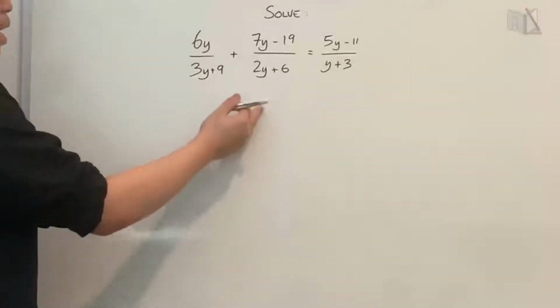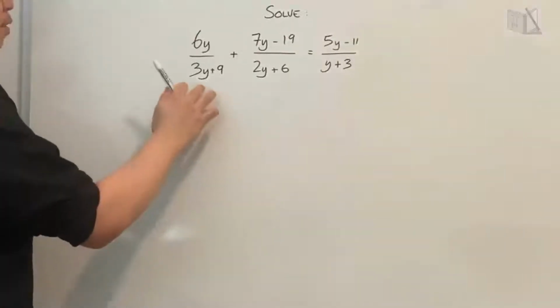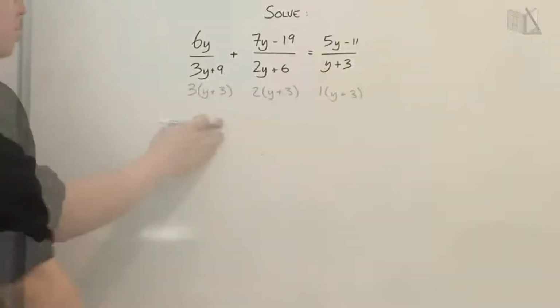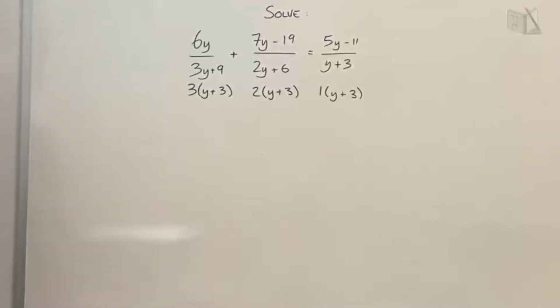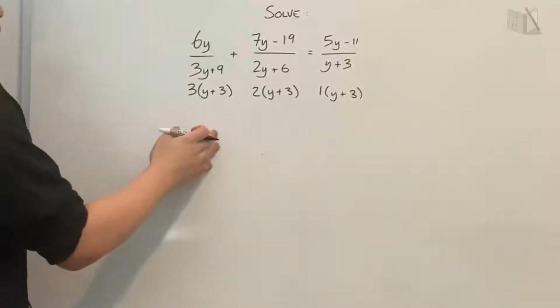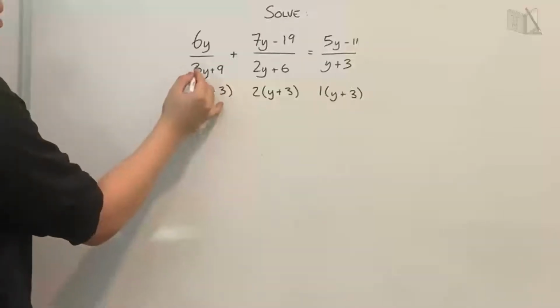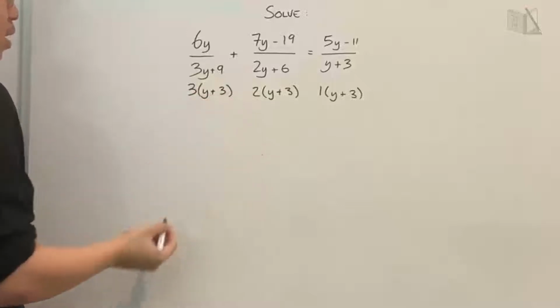To have a common denominator in this equation, I'm going to have to find a lowest common multiple of 3y plus 9, 2y plus 6, and y plus 3. Lowest common multiple, or the LCM, of these three terms, we're going to simplify them into prime factors. So we're going to look at what factor can you take out of 3y and 9. In this case it'd be 3, and then you'd be left with y plus 3.